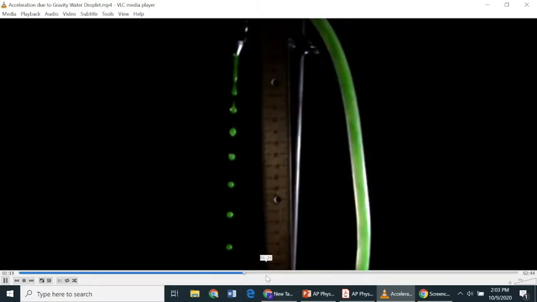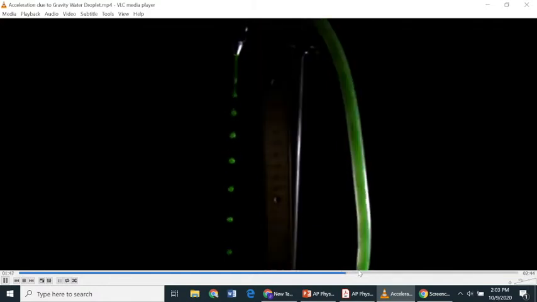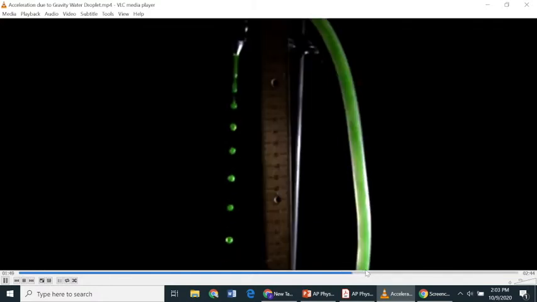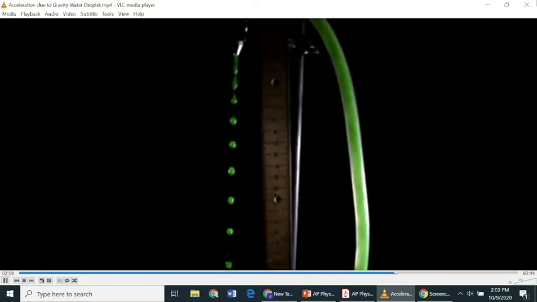Now that's really all that we have to say with this video, but this part is pretty cool, so I'll just show you this. Now they can change the flashing of the light and slow down the droplets even more, speed them up, make them look all weird, or make them look like they're going backward. Pretty cool.